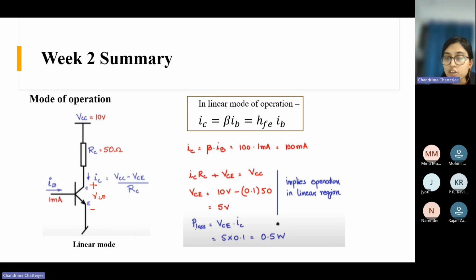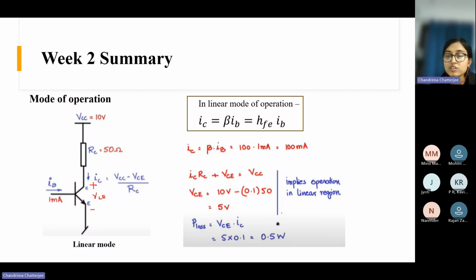So here the power loss, we know whenever there is an overlap of V and I, there will be some loss, right? So here the loss is VCE times IC. That is 5 volt, as we calculated, and IC is 100 milliampere, which means 0.1 ampere. So the loss is 0.5 watt. So the loss is not zero here. There is some loss, right? And this loss occurs in the linear region or active region. The linear region is also called the active region of operation.